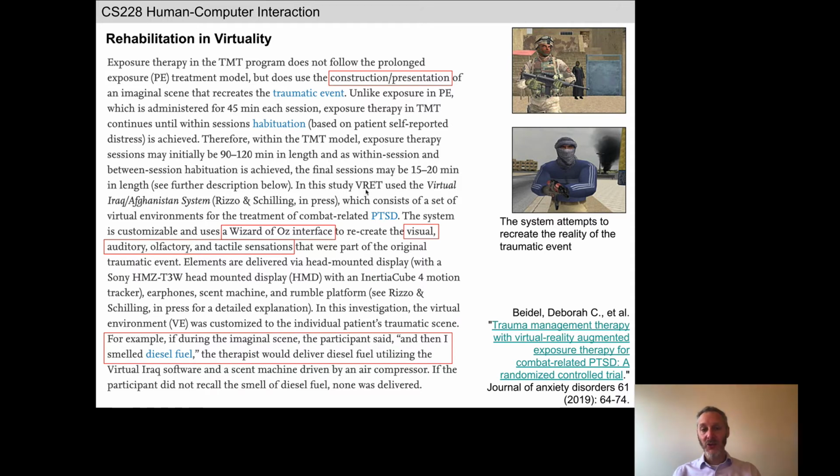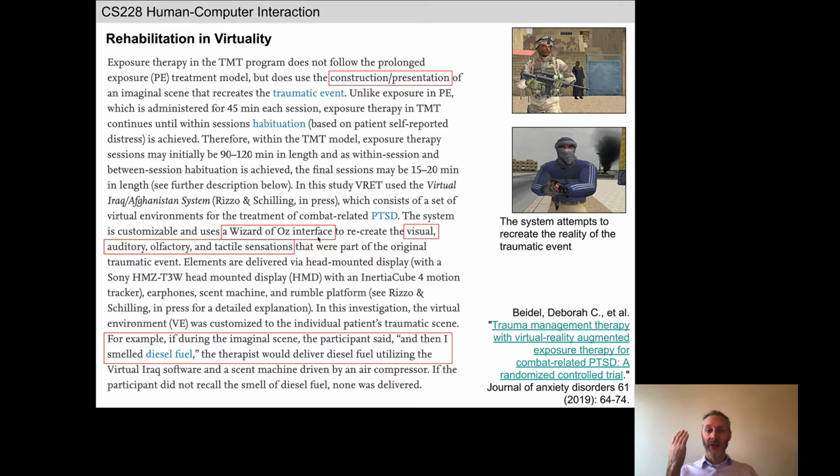In this study, the virtual reality exposure therapy used the Virtual Iraq or Afghanistan system. So they were working with PTSD warfighters coming back from various theaters of war, where, as you can see from the images here, the virtual reality scene was meant to try and transport the veteran back to the traumatic event. The system is customizable using a Wizard of Oz interface. We talked about Wizard of Oz interfaces at the beginning of the course.